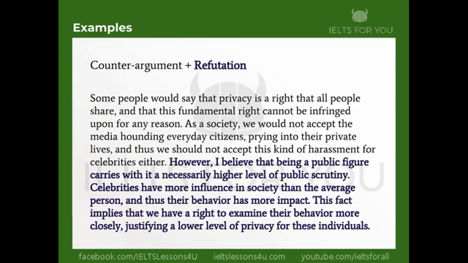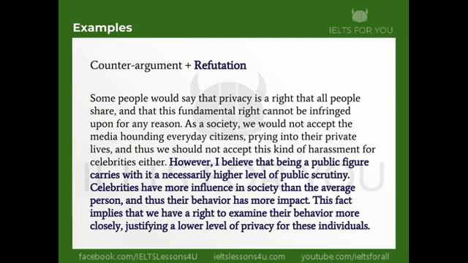However, I believe that being a public figure carries with it a necessarily higher level of public scrutiny. Celebrities have more influence in society than the average person, and thus their behavior has more impact. This fact implies that we have a right to examine their behavior more closely, justifying a lower level of privacy for these individuals. Okay, so how many sentences is that?